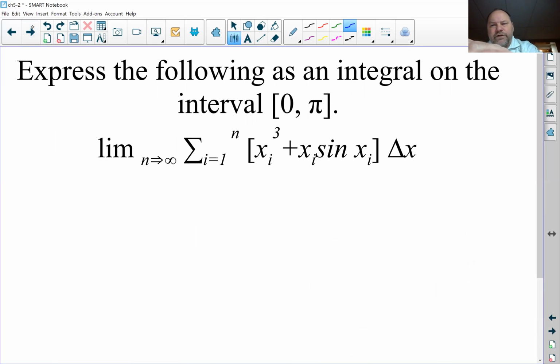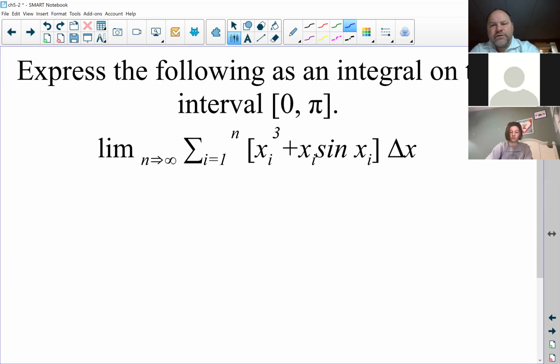All right, so we're going to do some, it's always fun stuff because it's math, but we're going to take an expression for a sum and rewrite it as an integral. So we want to rewrite the limit as n approaches infinity of the sum from i equals 1 to n of x sub i cubed plus x sub i sine x sub i, all times delta x.